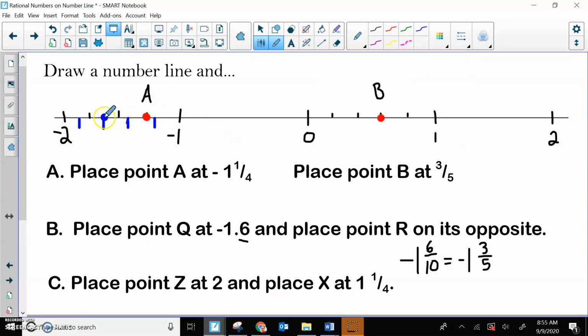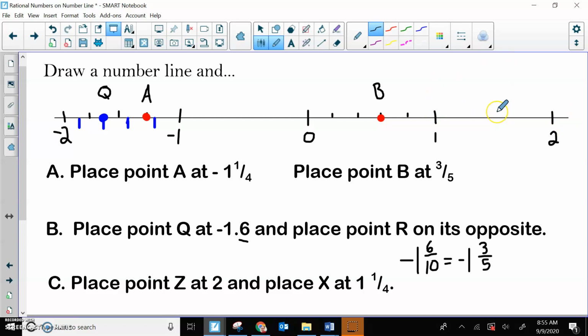1, 2, 3. Notice that it is past the halfway mark. Just like 3/5 over here is past the halfway mark, -3/5 or -1 3/5 is past that halfway mark between -1 and -2. So we will mark point Q right here, and now it is asking us for the opposite. So point R is its opposite, so I'm going to do the same thing on the opposite side, on the positive side, between 1 and 2.